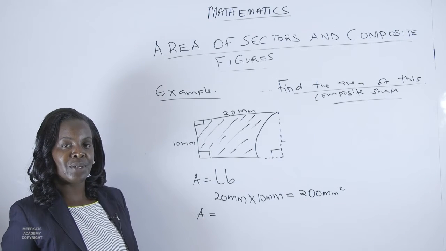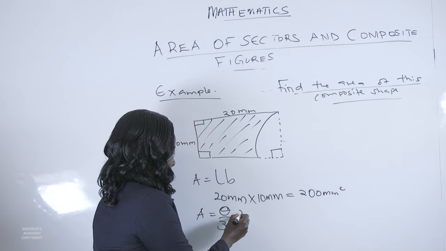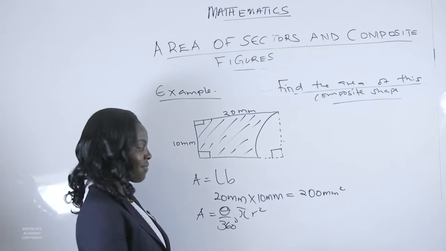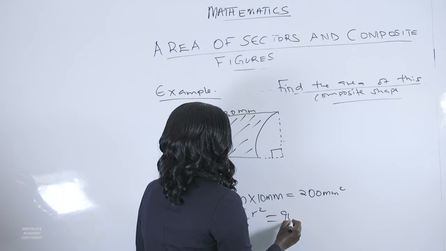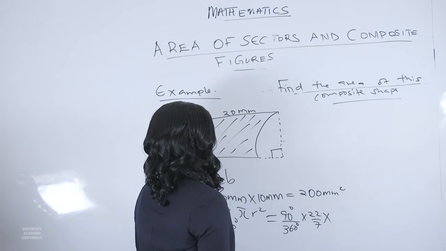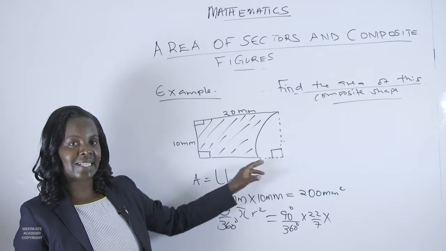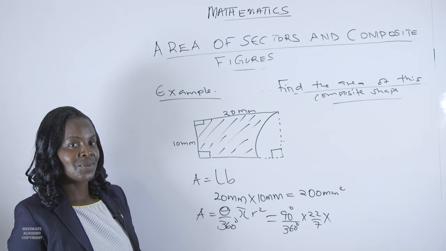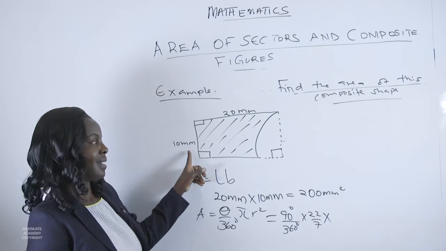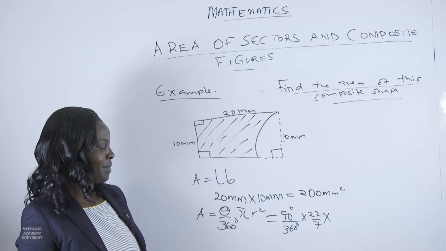Let us now find the area of the sector. We have just said the formula of calculating the area of a sector is theta over 360 pi r squared. If we substitute our values in this formula, what is our radius? What is the radius of this sector? You realize that the radius of the sector is the base of the rectangle, right? Yes. 10 millimeters.